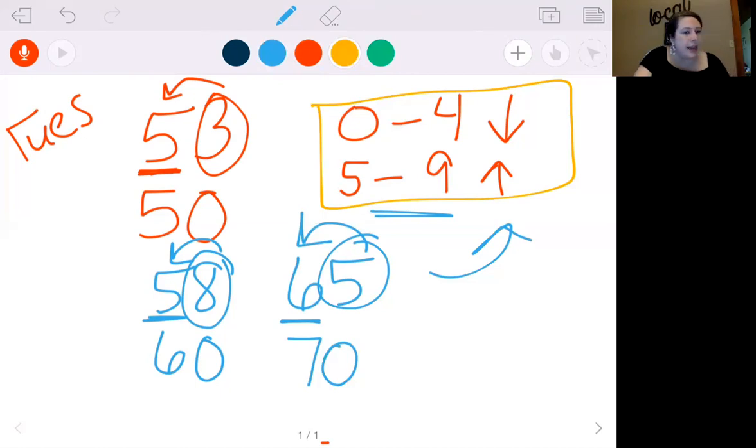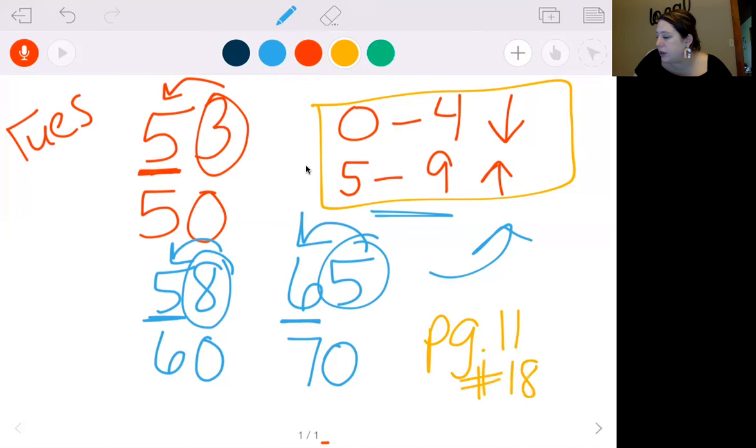So today what you're going to do to practice this is you're going to do page 11, numbers 18 through 21. So let's look at those. It says round each number to the nearest 10. They don't give you an underlined number here. They're just going to give you a number like 12 is number 18.